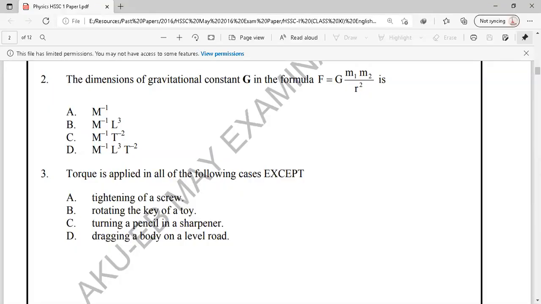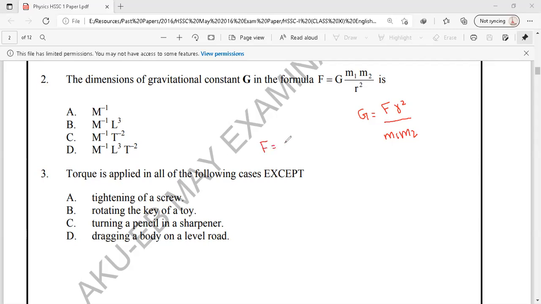Then we have question number 2 and 3. The dimensions of gravitational constant from this formula F equals G m1 m2 over r square. So from this given formula, the G will be equals to force times radius square divided by m1 m2. So from this equation, we have to find the dimensions of gravitational constant.